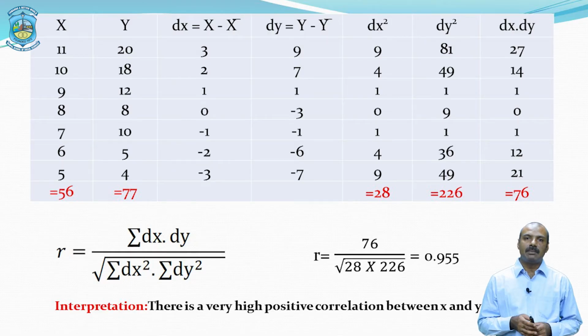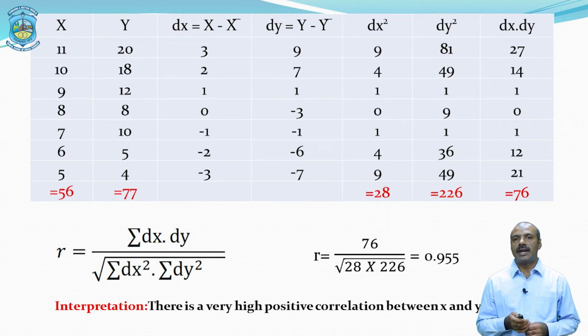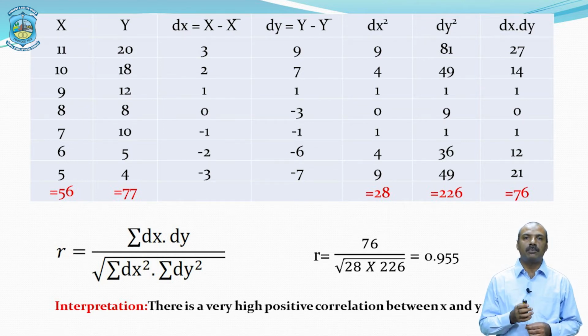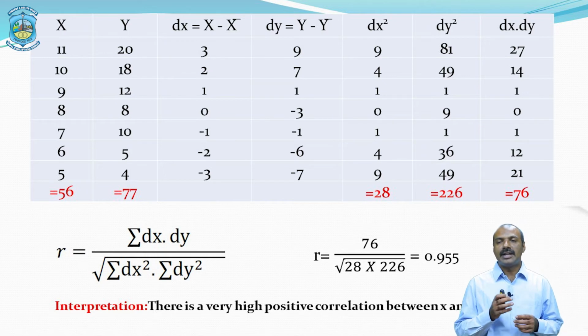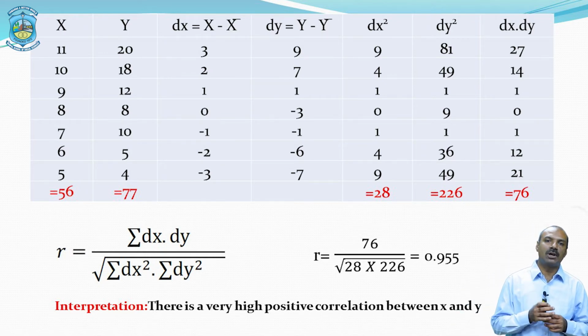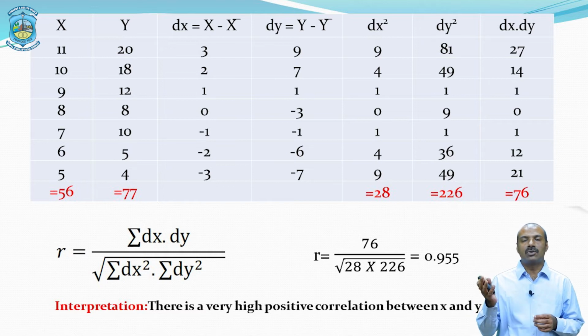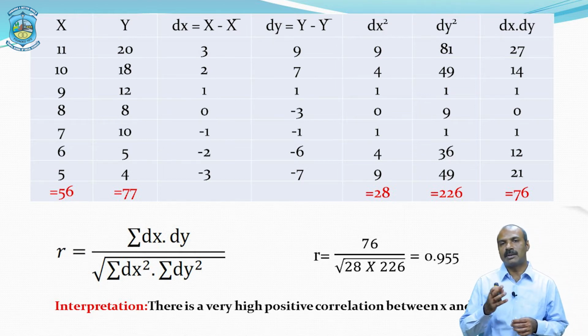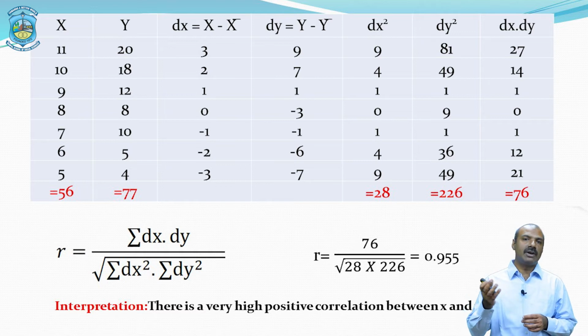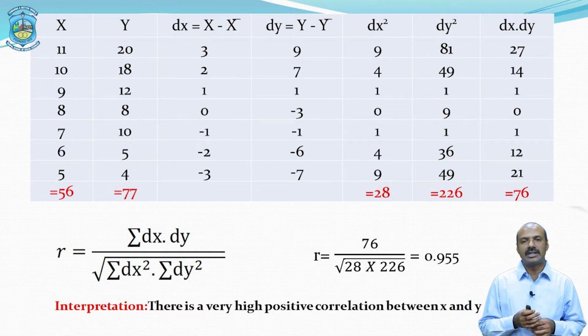The last step in this table is dx into dy. It means we have to find the product of both the deviations. In the dx column, the first value is 3. In the dy column, the first value is 9. So the product comes out to be 27. Similarly, in the second row, under dx the value is 2, under dy the value is 7, so the product comes out to be 14. Similarly, we have to find all the products of the deviations dx and dy. And lastly, we have to find the sum of this particular column.